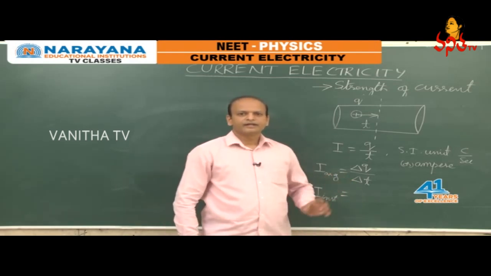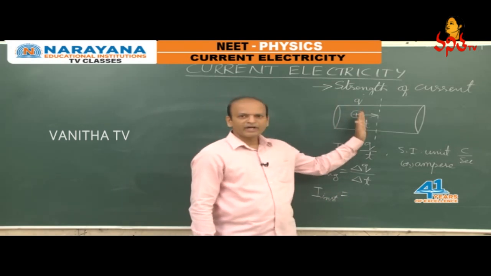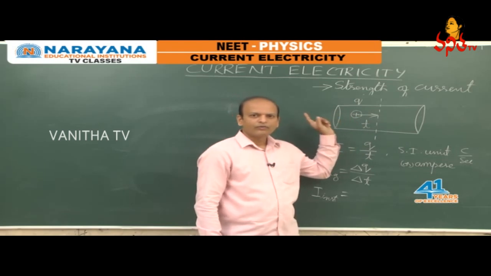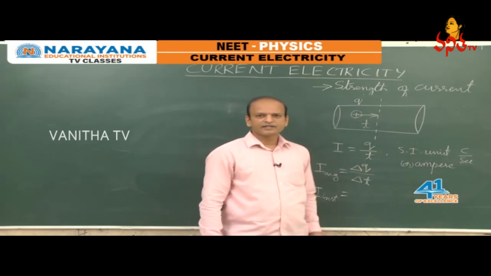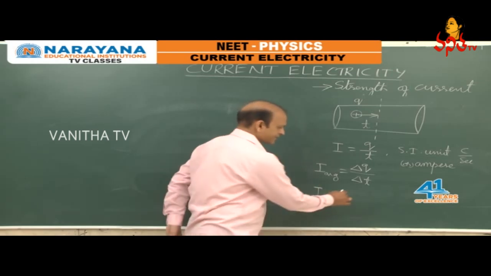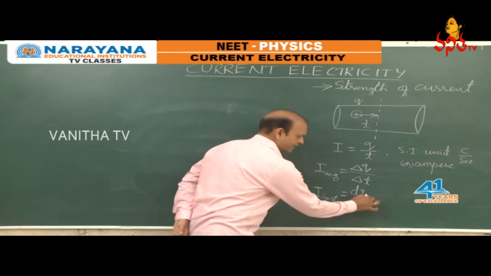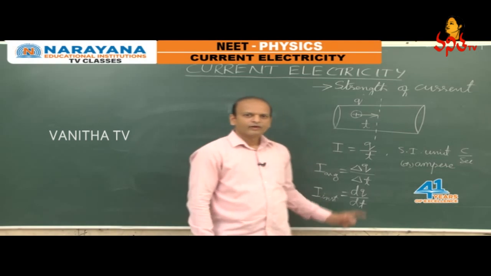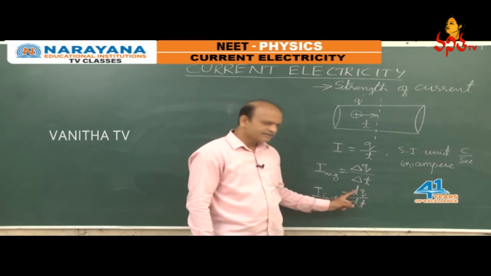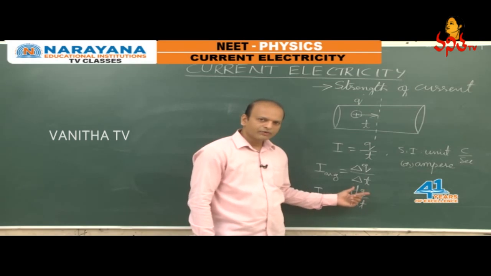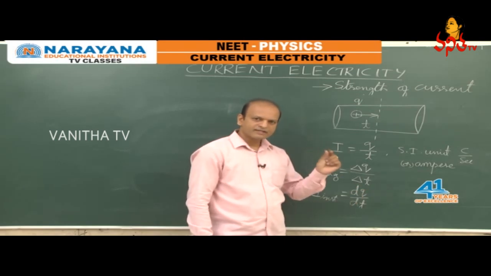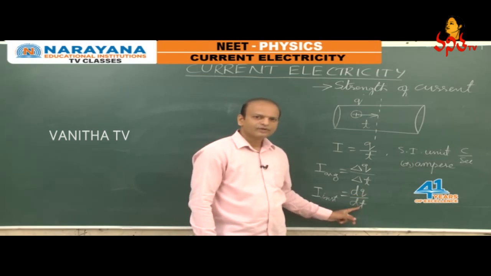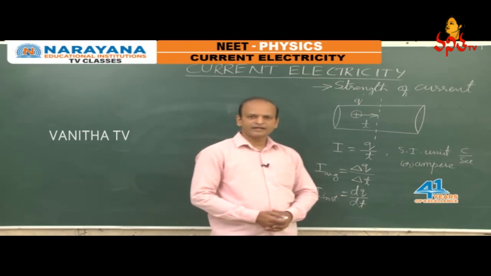Instantaneous current is nothing but at a particular moment, at a particular instant or at a particular time, the amount of charge passing through this conductor, that is given by dq by dt. What is instantaneous current? It is defined as dq by dt. What is dq? The small amount of charge passing through any conductor in that particular small interval of time is defined as instantaneous current.